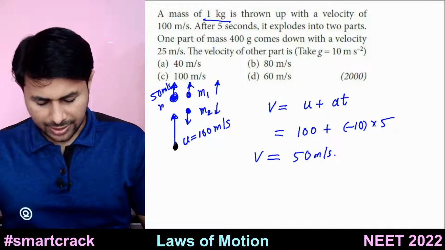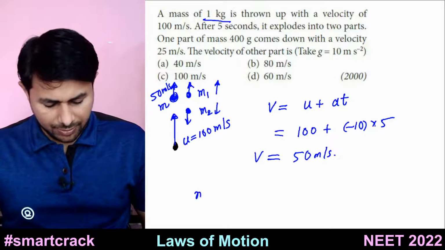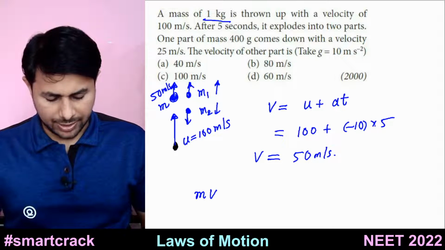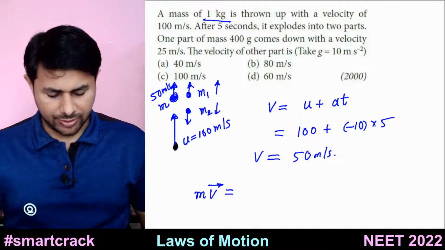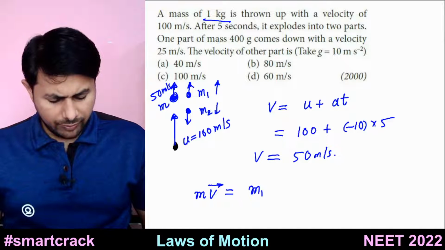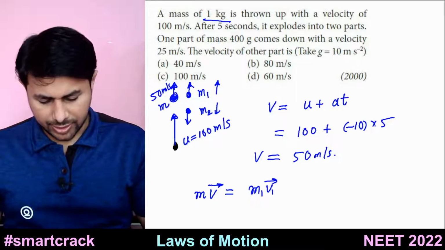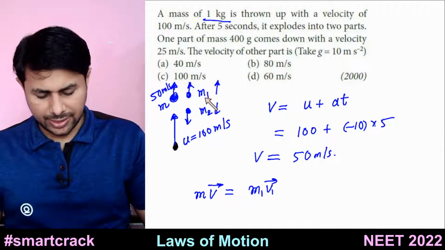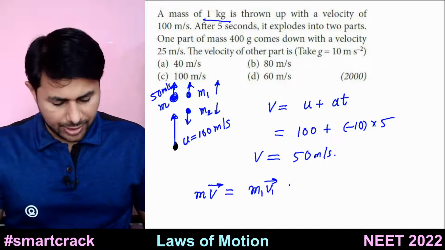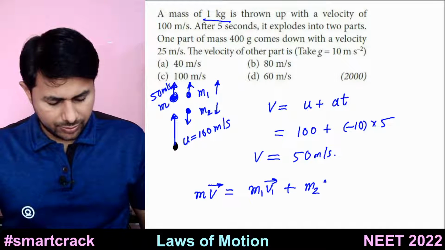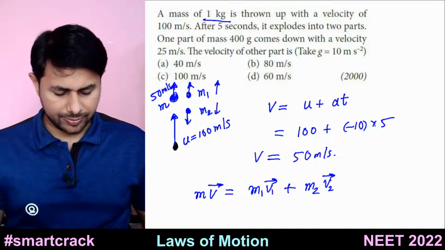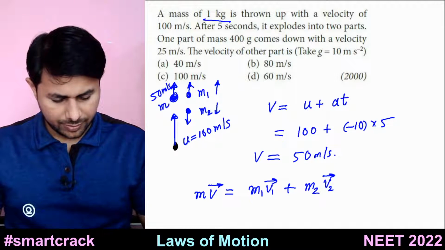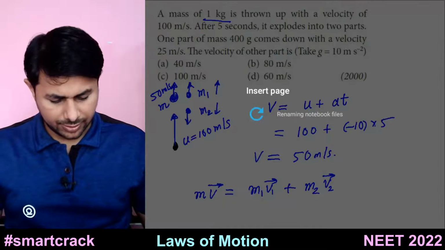Suppose its mass is m, so m times its initial speed v bar is equal to m1 v1 bar, where v1 is the velocity of this mass m1 which is going up, plus m2 v2 bar. Okay, so then let's substitute the values.